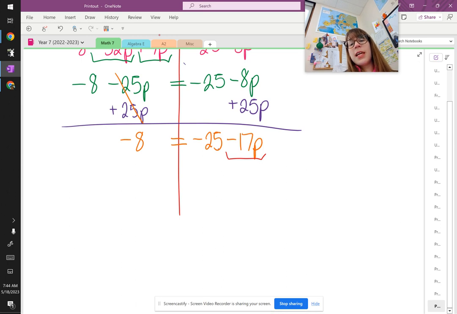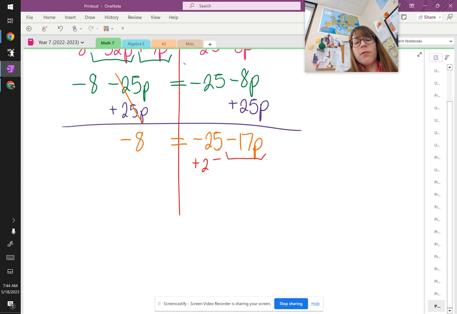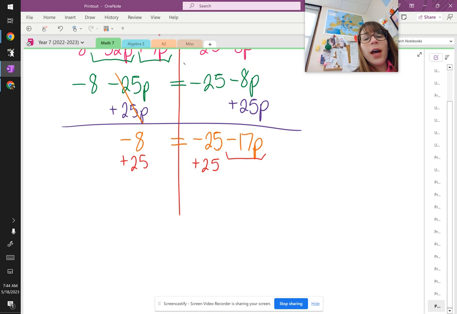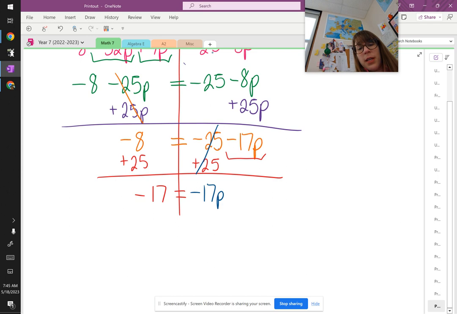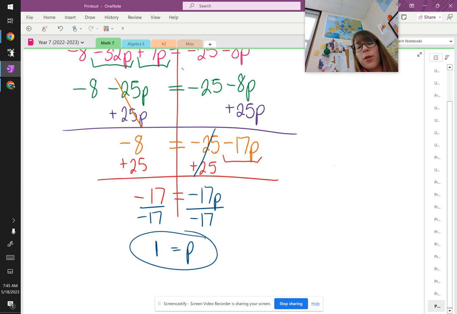Well, anyway, this negative 17p is prevented from being alone by the negative 25. The opposite of a negative 25 is to add 25 to both sides. Negative 8 plus the 25 turns into a negative 17, actually. And then the negative 25 plus the 25 cancel out to 0, carrying down our negative 17p. Last but not least, p is prevented from being alone by negative 17. Multiplication's going on there, so I'm going to divide both sides by the negative 17. A negative divided by a negative is a positive, so therefore p is equal to 1.